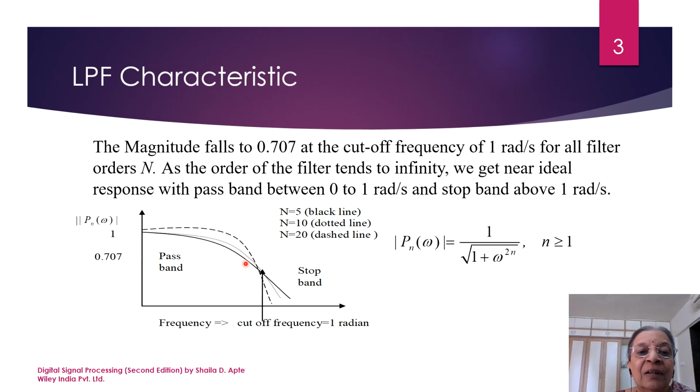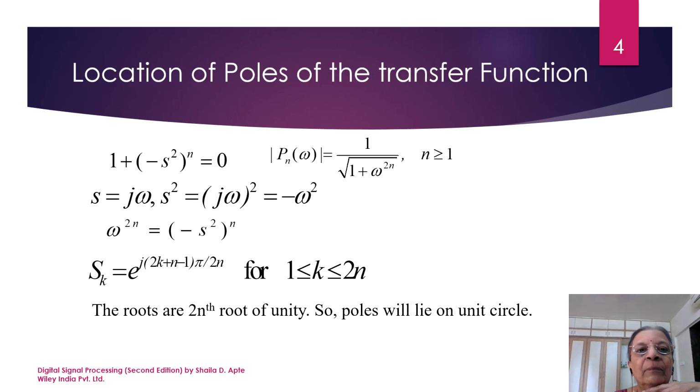As we consider increasing order, say n equal to 5, then n equal to 10 and n equal to 20, you will find that the response becomes more and more flat in the passband and monotonically decreasing in the stopband. So as you increase the filter order, you get the complete passband with response equal to 1, that is P(omega) equal to 1.